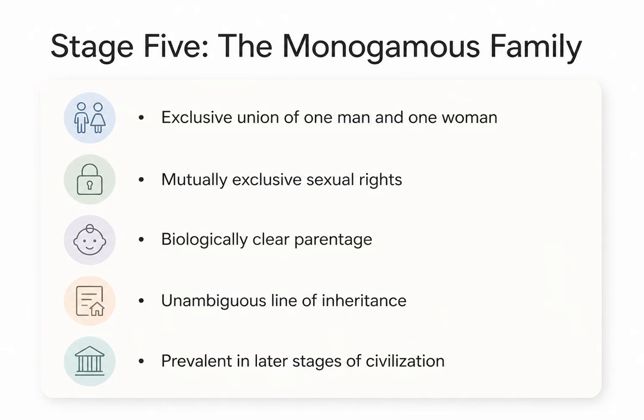The fifth and final stage in Morgan's scheme is the monogamous family, defined as the exclusive union of one man with one woman, with mutually exclusive sexual rights. In this system, parentage is biologically clear. Because women are sexually exclusive to one man, every child born can be definitively identified as the child of that specific man, making the line of inheritance completely unambiguous. This form of family is associated with the rise of property rights and was prevalent in the later stages of civilization.